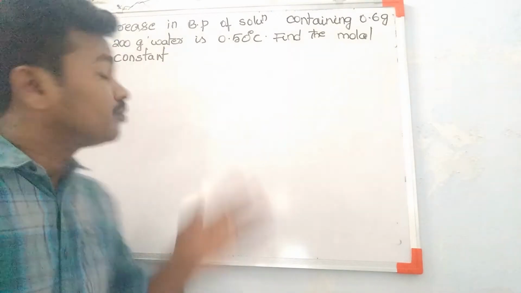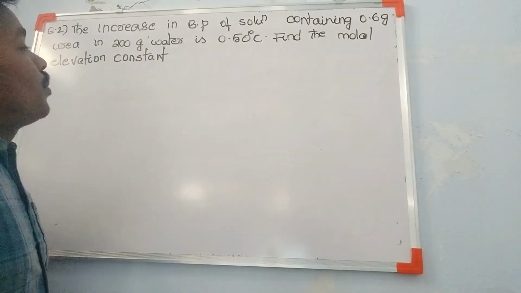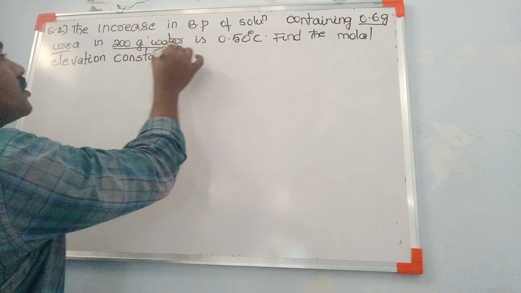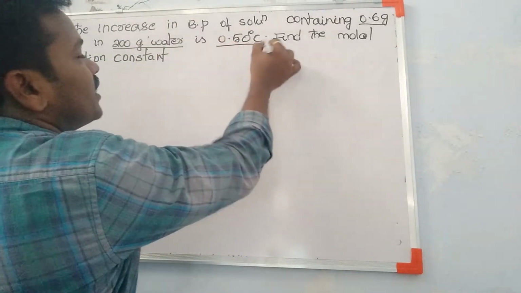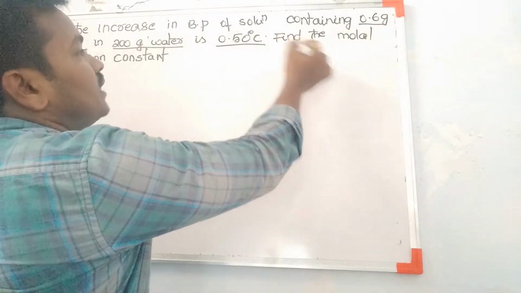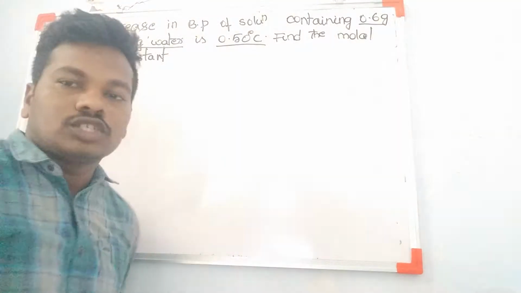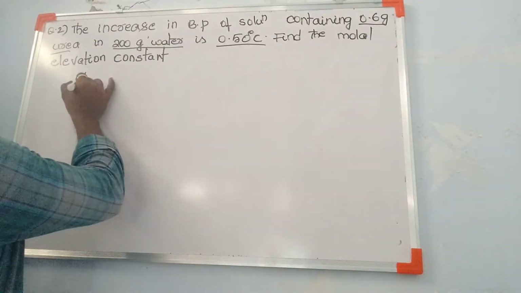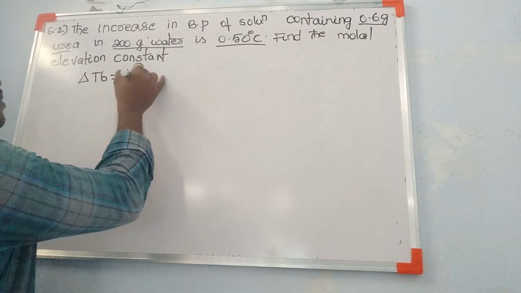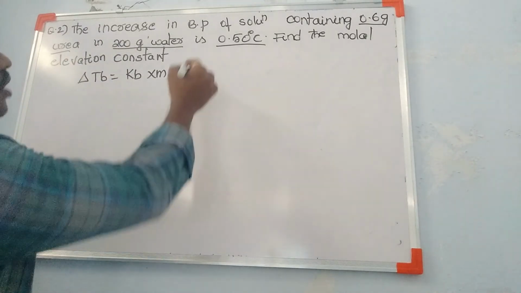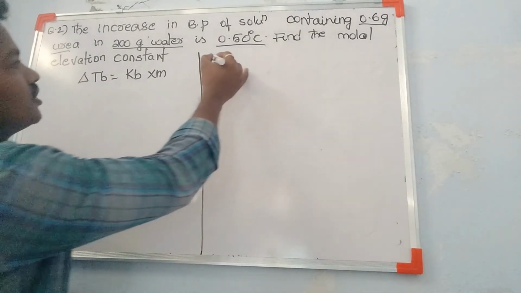See the next question. The increase in the boiling point of a solution containing 0.6 grams of urea in 200 grams of water is 0.5 degrees Celsius. Find the molal elevation constant, so we have to calculate Kb. Generally, our formula is delta Tb equals Kb into m. We have to calculate Kb from the given data.